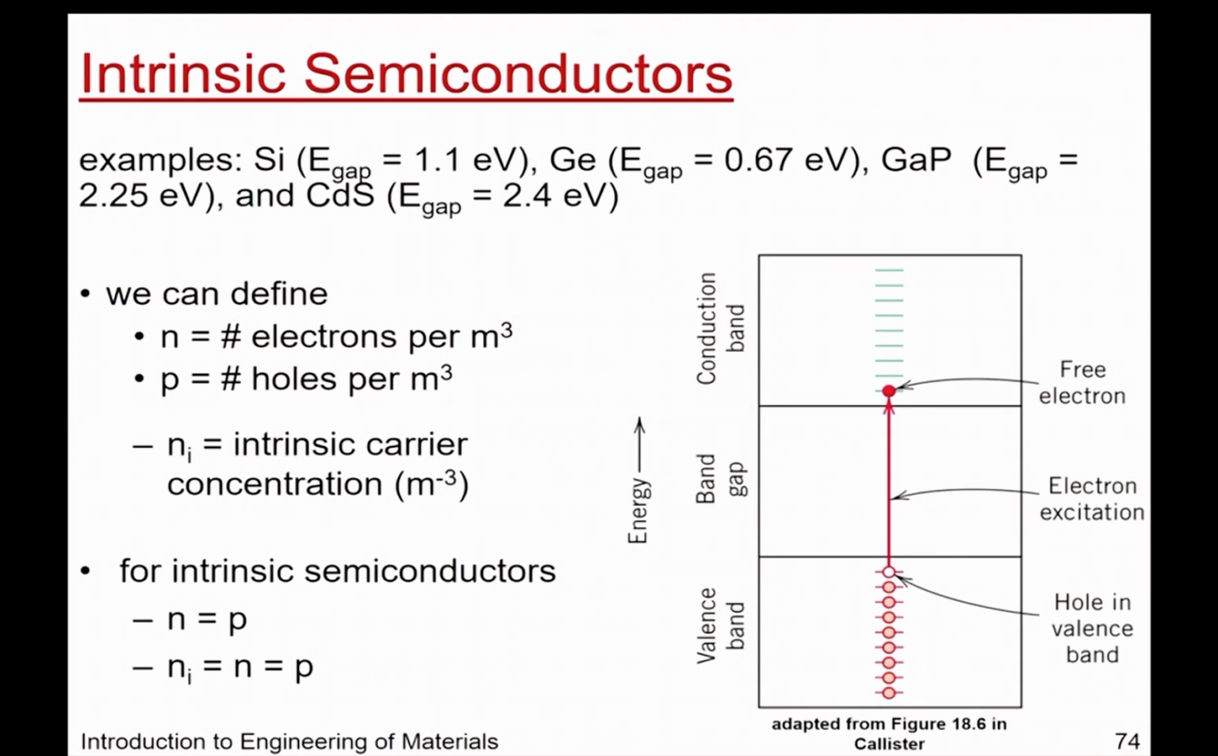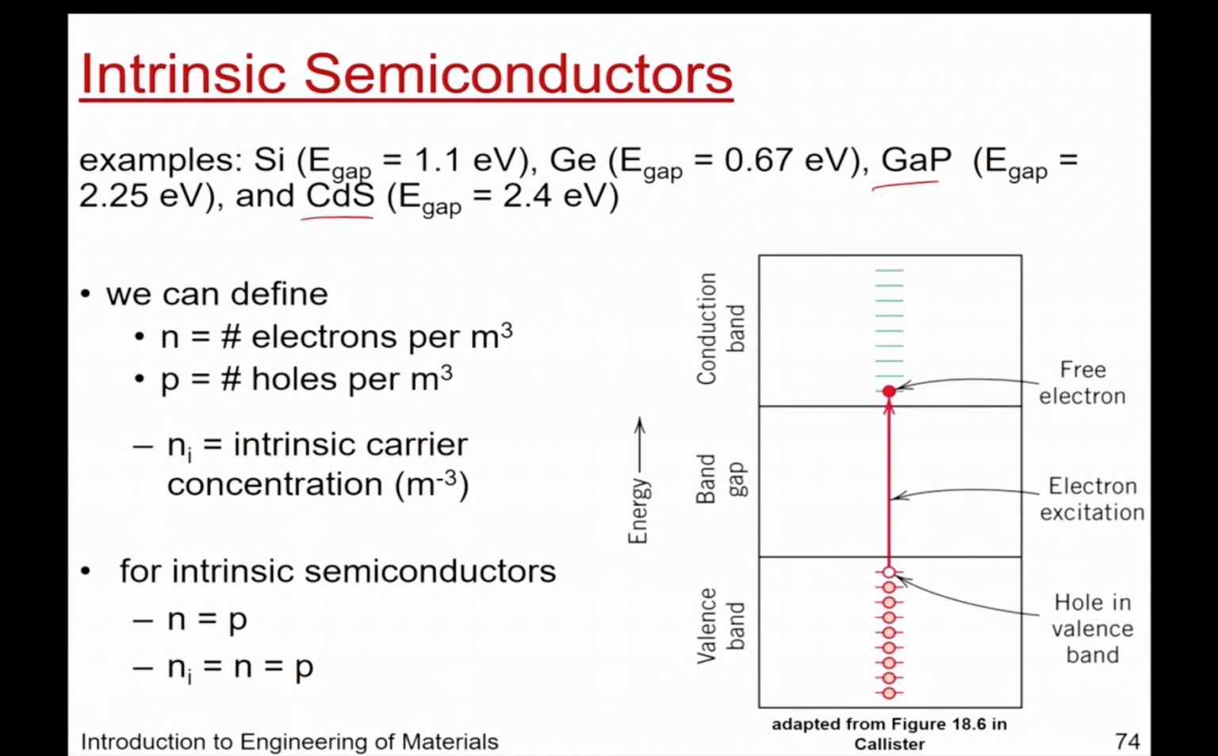Some information about intrinsic semiconductors. So, a pretty small band gap. Silicon is about 1 eV, germanium 0.67, 0.7 eV. So these are just elemental semiconductors, right? They have a band gap, they're single element, but you can also have what's called compound semiconductors. And here's an example: gallium phosphide, cadmium sulfide. You can have gallium arsenide.